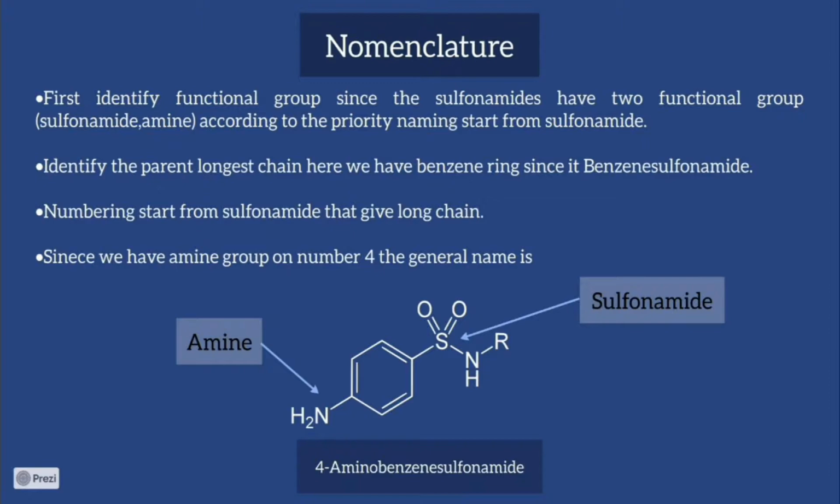Here in this example we have a benzene ring, so its name is benzyl sulfonamide, and the numbering starts from the sulfonamide, which gives the longest chain. Then, since we have an amine group on number 4, the general name of this structure is called 4-amino-benzyl sulfonamide.